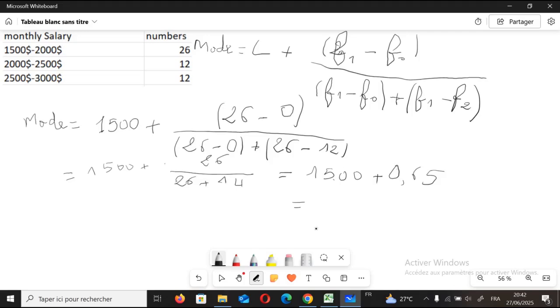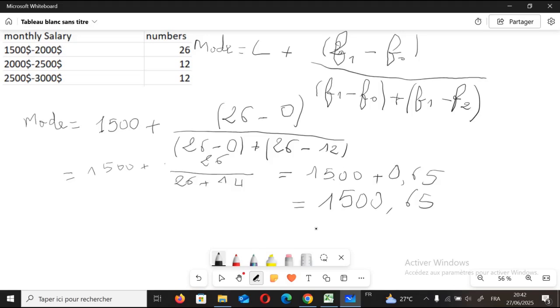That means the most frequent salary of these employees is 1,500.65. It's closer to 1,500. It's quite the same as the lower boundary of the modal class.